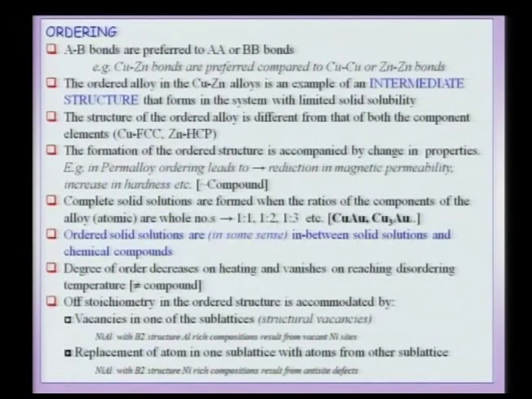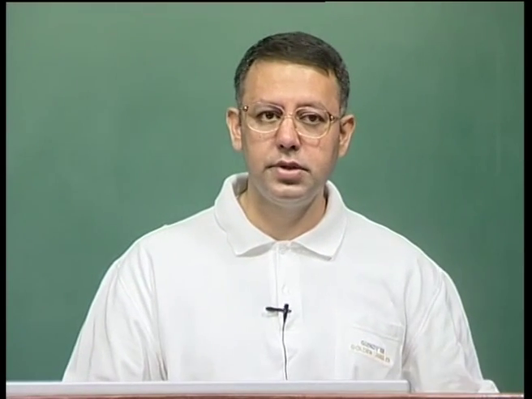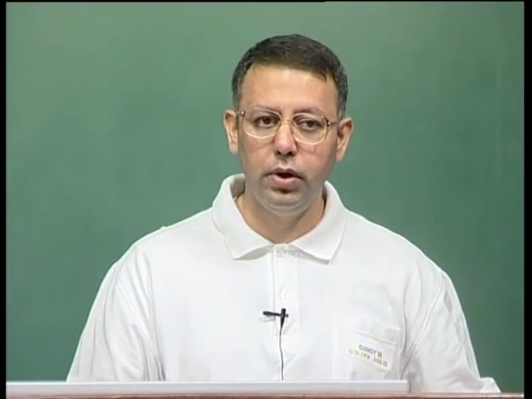The important point to note is that the ordered alloy, and in the previous example I would call the copper-zinc alloy, is an example of something known as the intermediate structure, and this would form in the case of limited solid solubility systems also. The structure of the ordered alloy is different from both the component elements. For instance, in the previous example, copper is FCC, zinc is HCP, but the ordered alloy had a simple cubic crystal structure. So, we have to note this, that the ordered alloy is different from both the parents, and this is an important point to be noted.